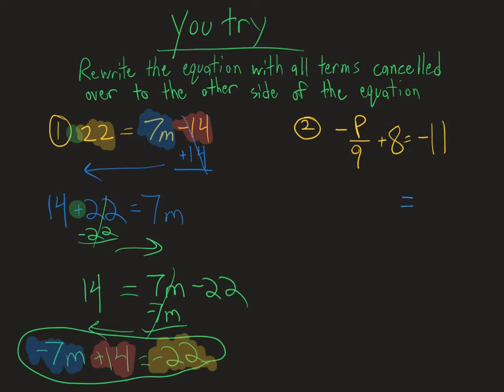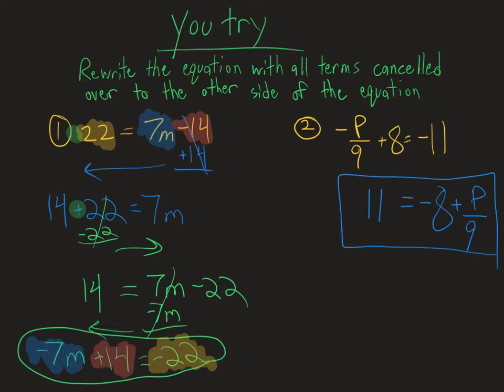I'm going to move the -11 over. That means it's +11 on this side because I moved it across. When I move the 8 over, it's going to become -8 because I'm moving it the other way across the equation. And then when I move that -p over 9, same exact idea, it will become +p over 9. And there you go. That's still valid, and I've got exactly the same equation I started with. I've just moved things to the other side of the equation.